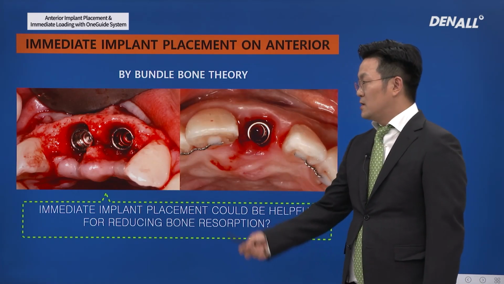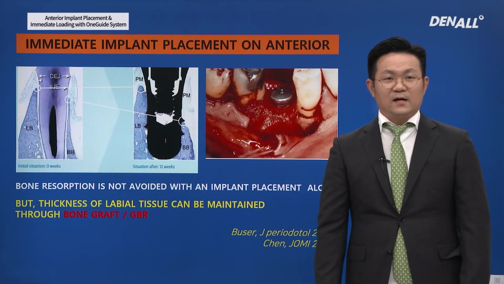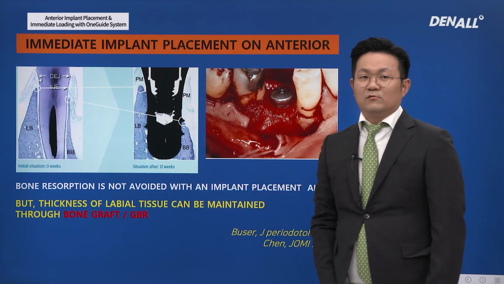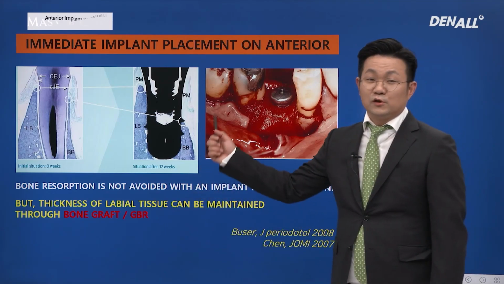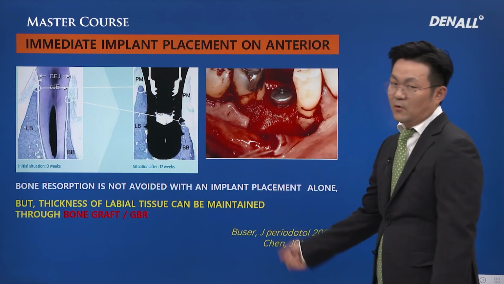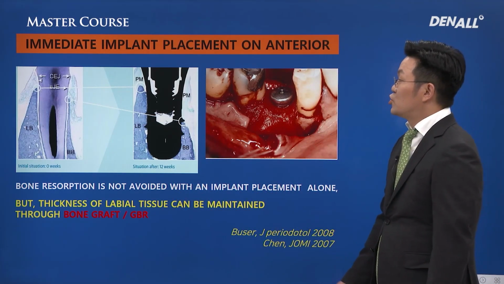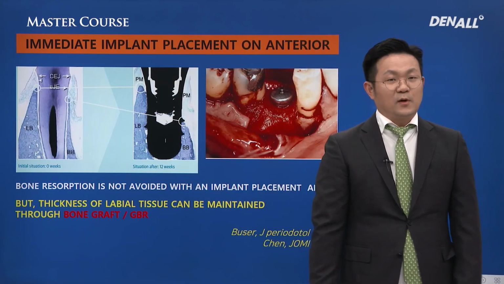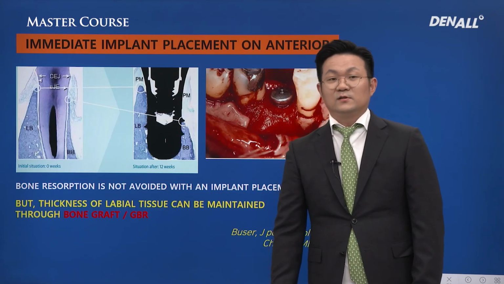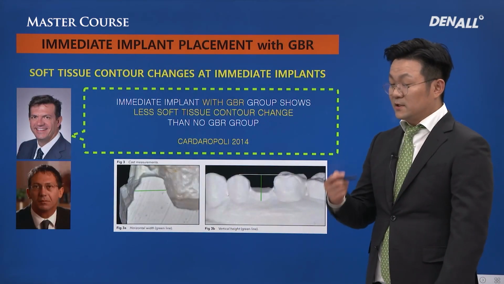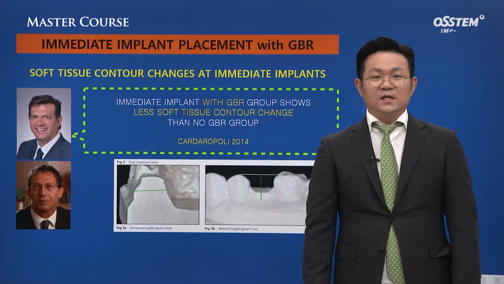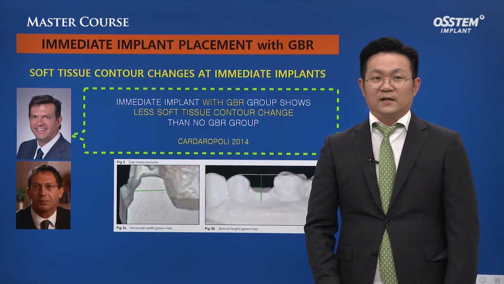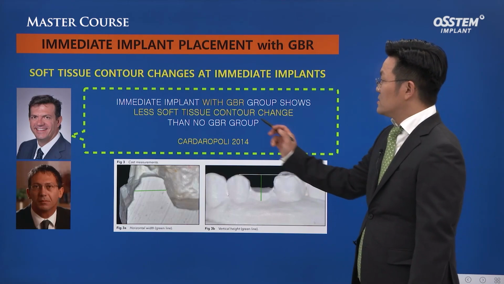So immediate placement can reduce resorption. But just immediate placement does not mean that you can avoid a lot of resorption. Without GBR, many studies say the bone inevitably results in resorption. Hence, immediate placement always goes hand in hand with GBR, especially for the anterior implant side.